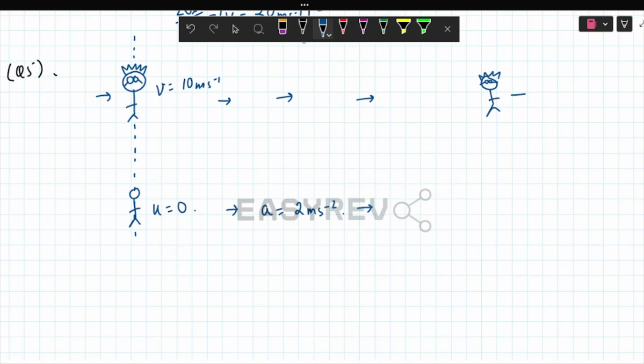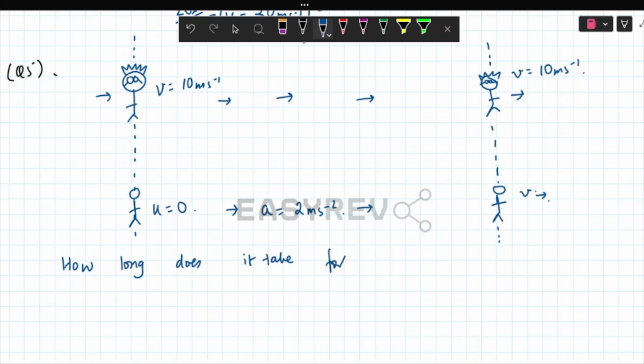So Dr. Sal is over here with the same velocity of 10 meters per second, and here's Tufi with some new value of velocity, still going forwards. And this is the dotted line at which point Tufi has overtaken Dr. Sal. Now the question is this: how long does it take for Tufi to overtake Dr. Sal?